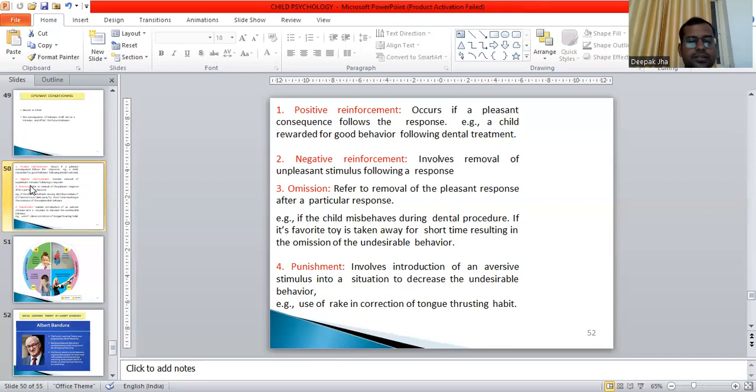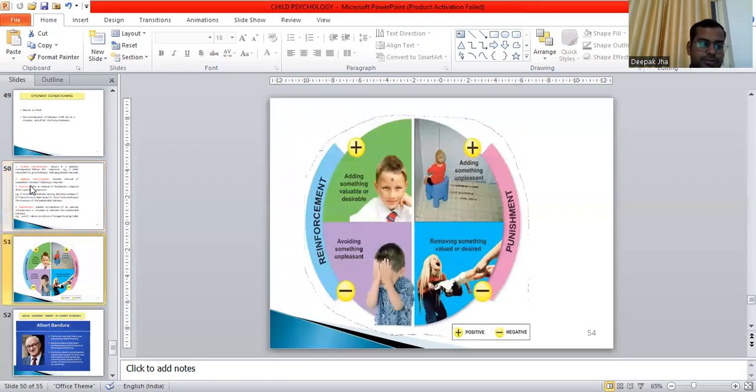So basically there are four concepts: positive reinforcement, negative reinforcement, omission, and punishment. So what is positive reinforcement? It is adding something valuable or desirable. You give the child a reward, a star or a toy. What is negative reinforcement? Avoiding something unpleasant. Something unpleasant was hurting the child, and you have removed it.